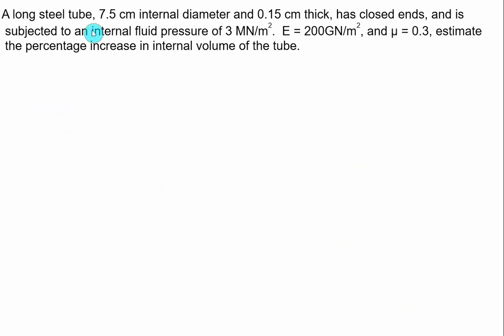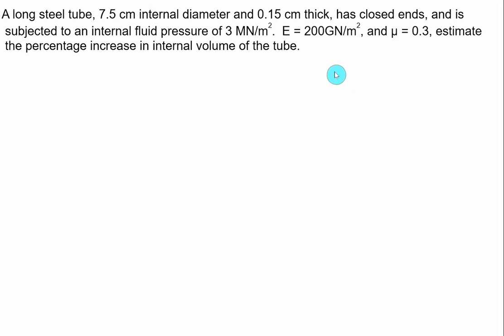A long steel tube, 7.5 cm internal diameter, 0.15 cm thick, has closed ends. So if you have been given the tube and the end is closed, then both the stresses will exist. If one of the ends is open, then the longitudinal stress does not exist. The tube is subjected to internal fluid pressure of 3 megapascal, Young's modulus equal to 200, Poisson ratio equal to 0.3. Estimate the percentage increase in the internal volume.